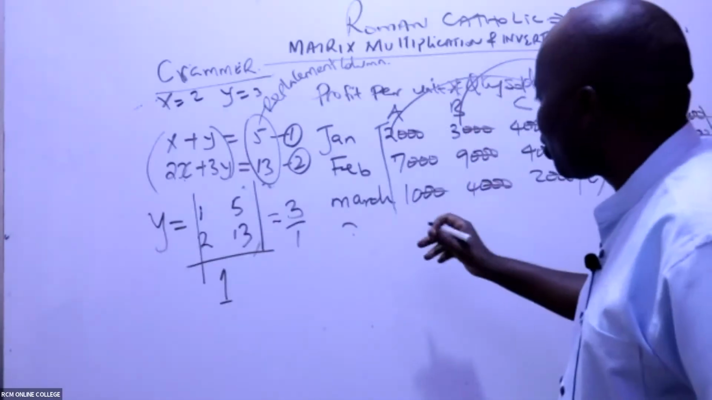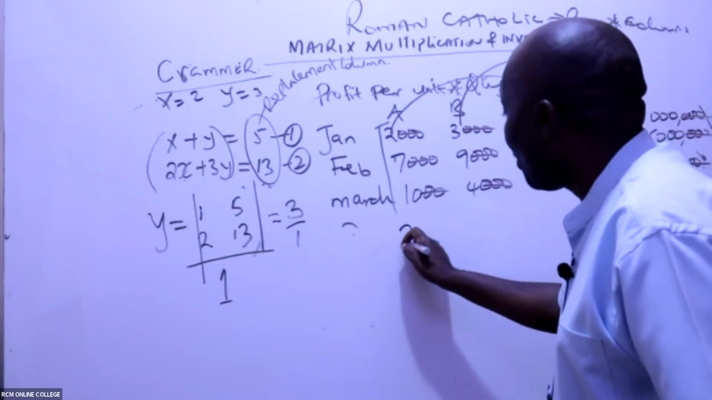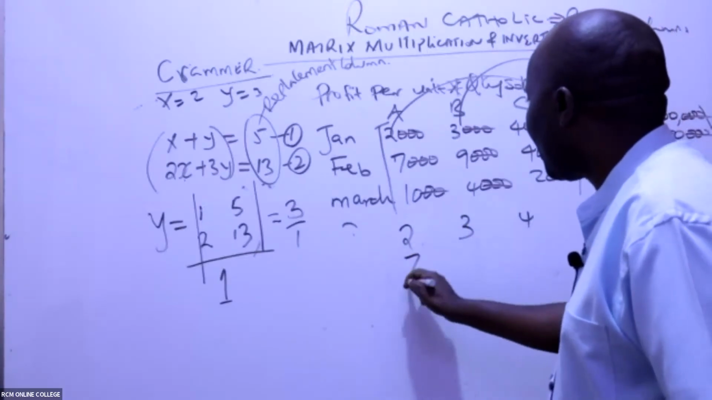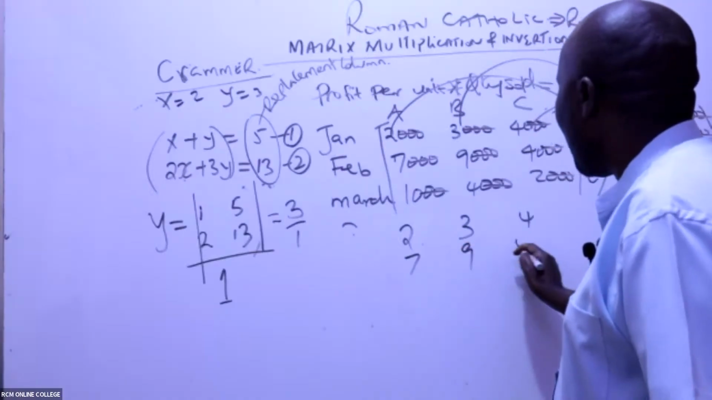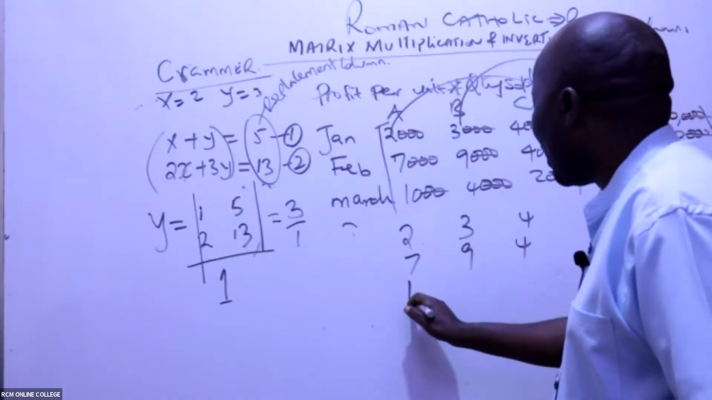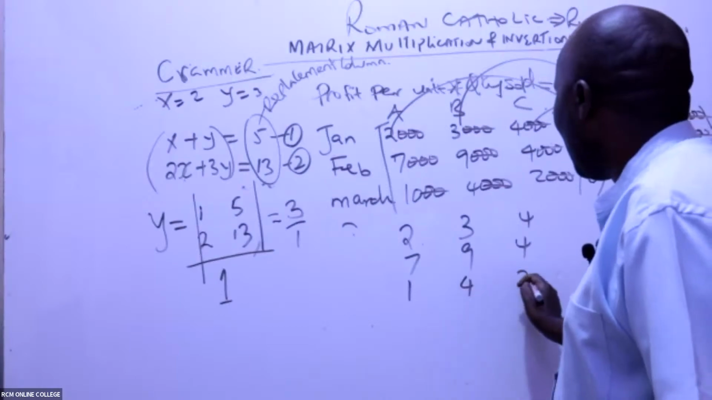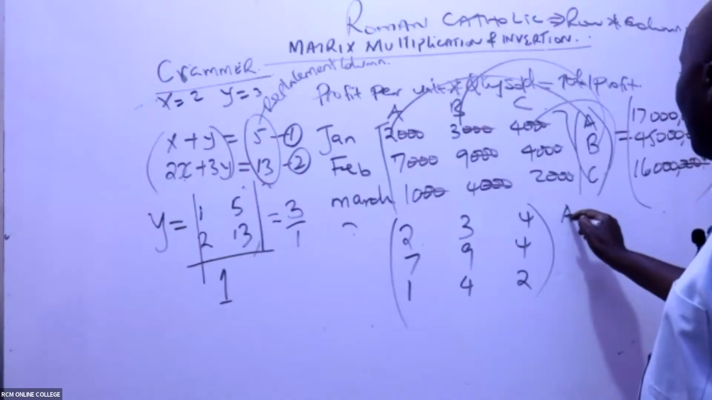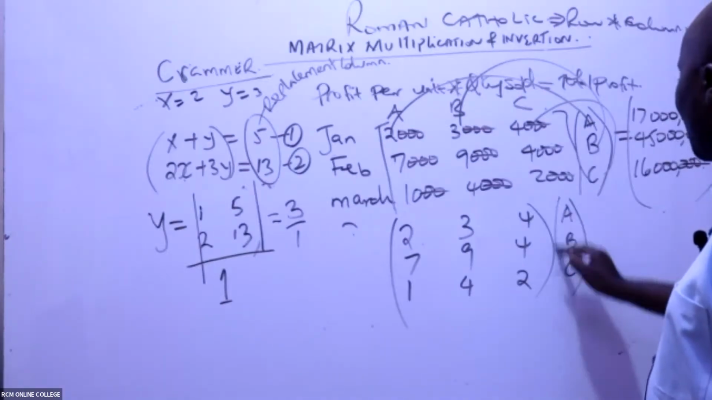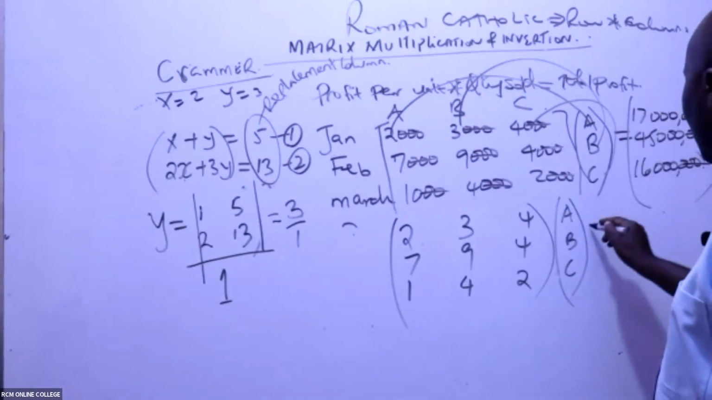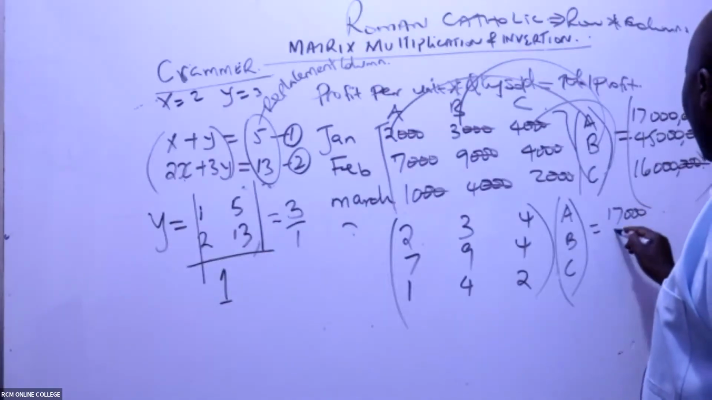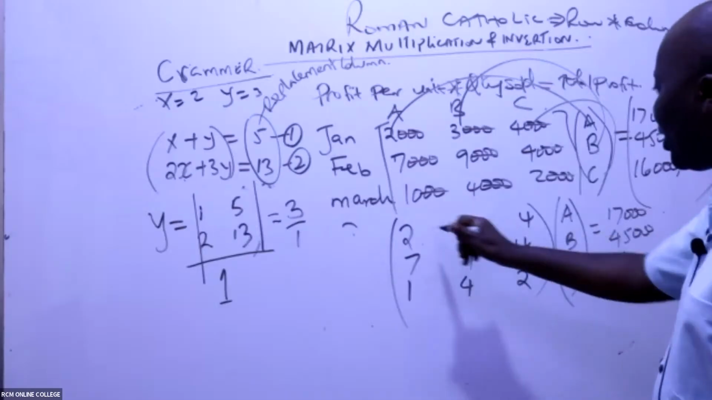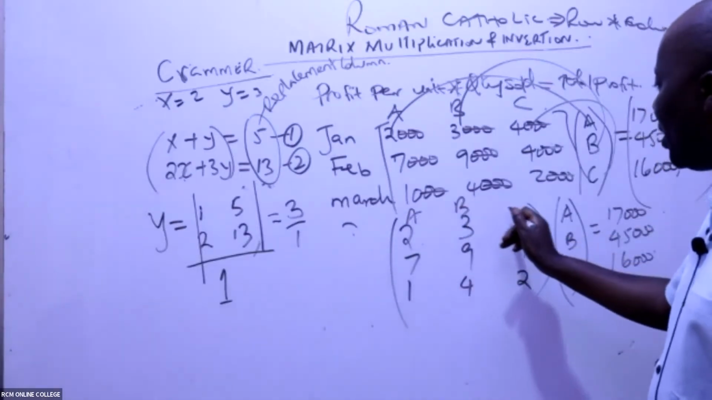So we have here 2, 3, 4, 7, 9, 4, 1, 4, 2, and then, ladies and gentlemen, we happen to be having here A, B, C, and then we have 17,000, 45,000, 16,000. Don't forget that on top we have A, we have B, we have C.